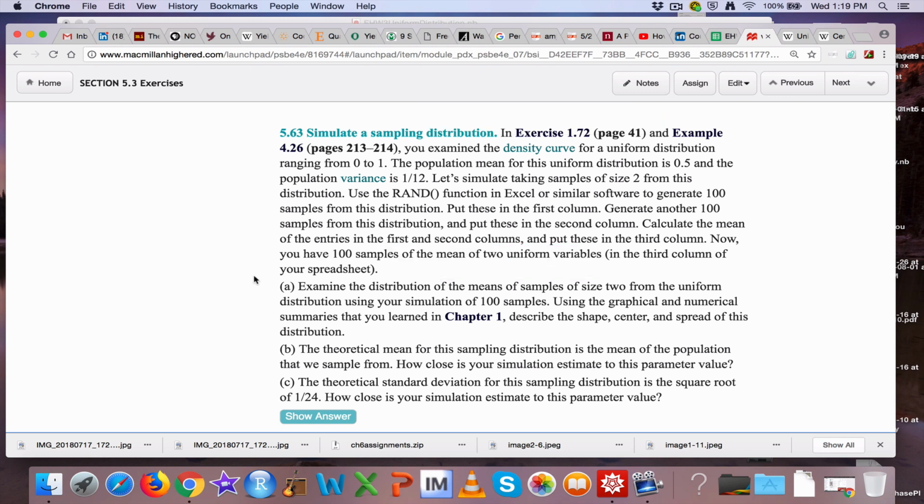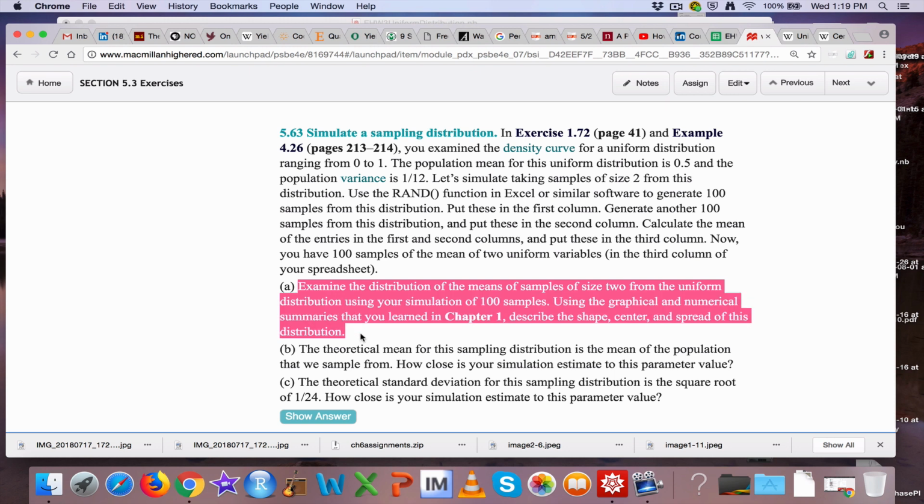All right, let's come back to this problem. Once we've done those three columns, we want to examine the distribution of the means. We want to make a graph, a histogram, and use graphical numerical summaries that you learned in Chapter 1 for my students, meaning to describe the shape, center, and spread. And hopefully it'll be somewhat normal looking. That's the idea there. Okay, so let's go ahead and do that now.